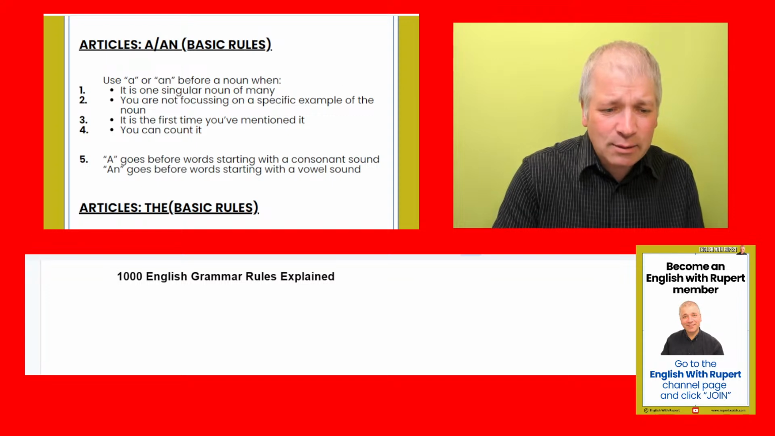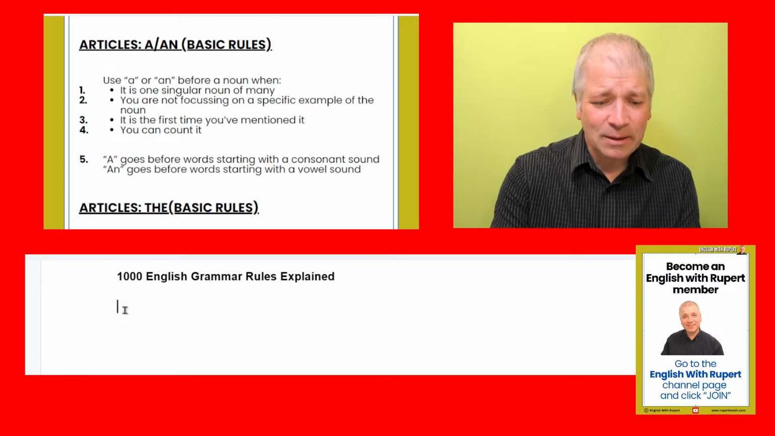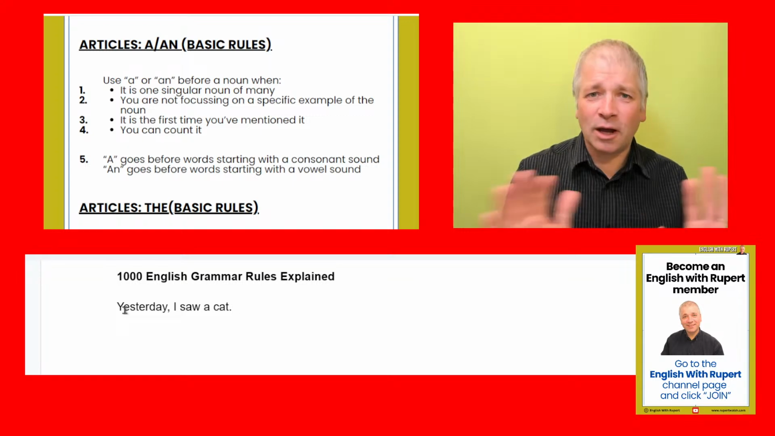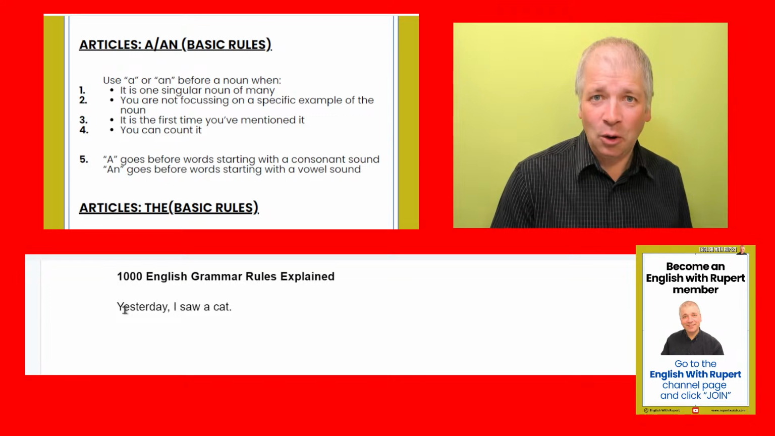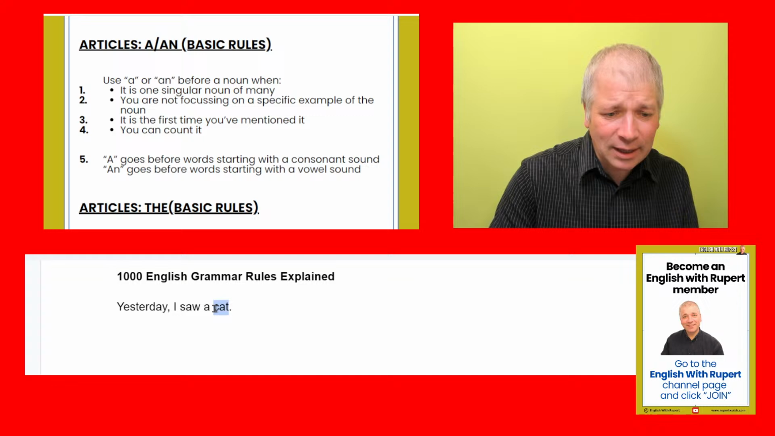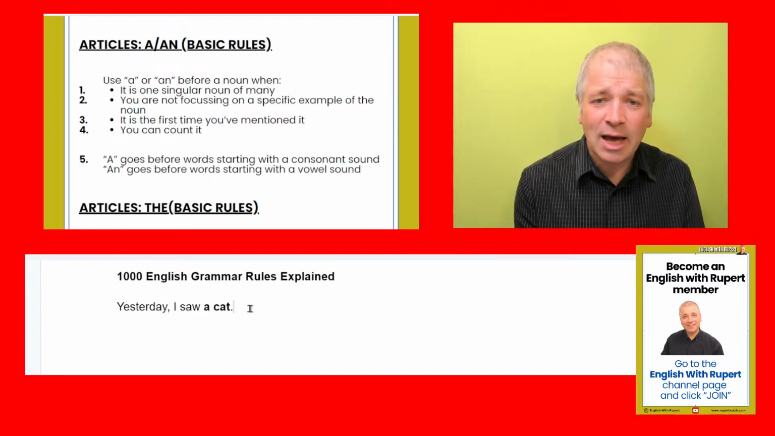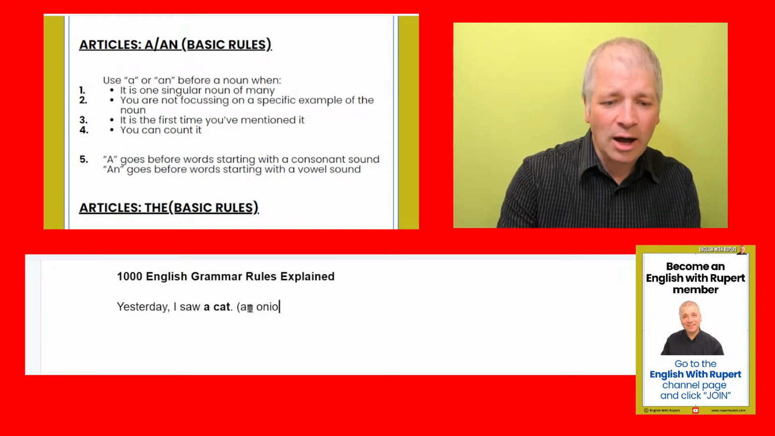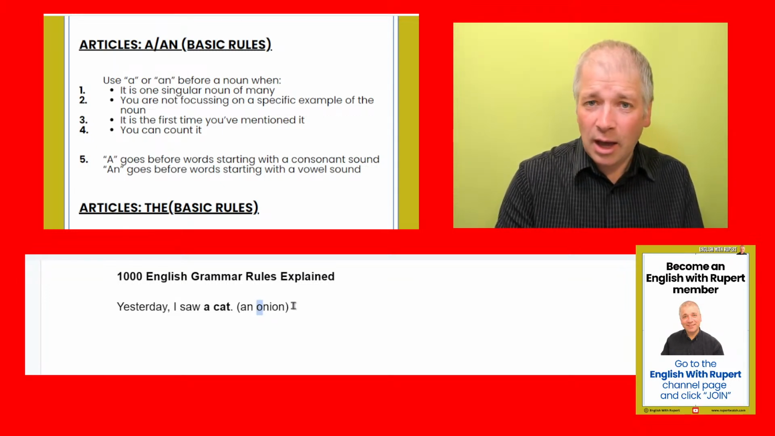So let's have an example sentence first, because I've got this box at the bottom I'm going to use to write example sentences. Yesterday I saw a cat. So none of this is planned. I'm just doing this as we go along. So yesterday I saw a cat. So we have the noun cat and we have the article a. Notice with rule 5, if cat had begun with a vowel, I would have used an instead. So, for example, an onion, because O is a vowel sound. So, an onion, a cat.